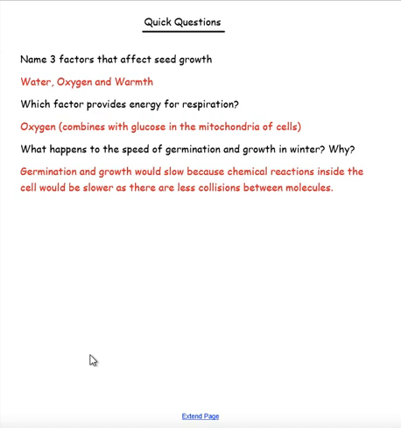And what happens to the speed of germination and growth in winter? Well, in winter it tends to be colder, so the germination and the growth would be slower because the chemical reactions would be slower, and therefore our reactions won't happen as quickly and we won't get our plant growing as quickly.